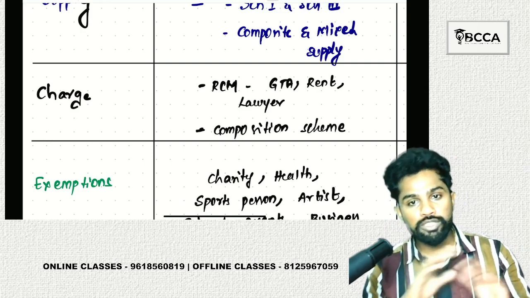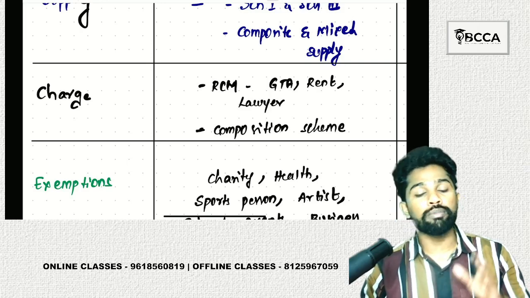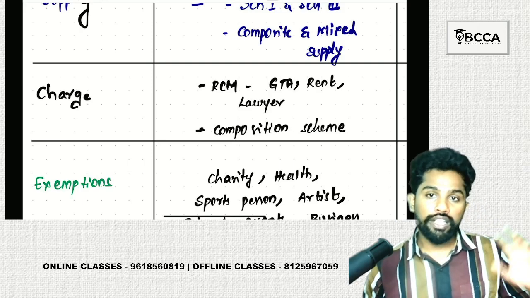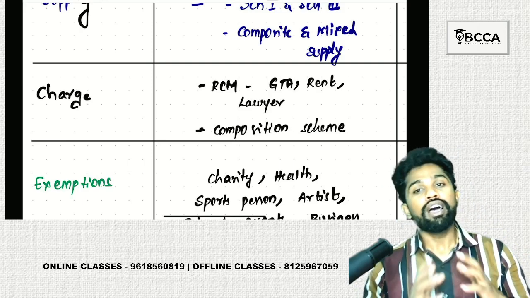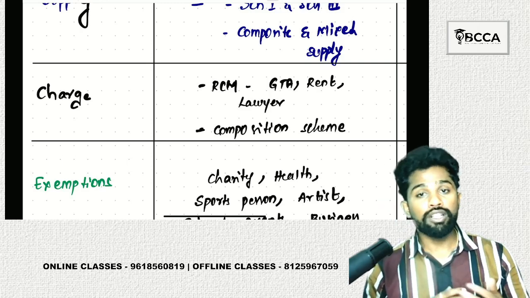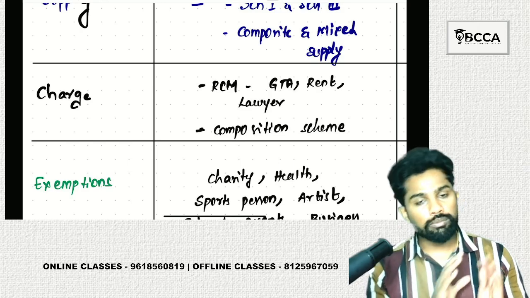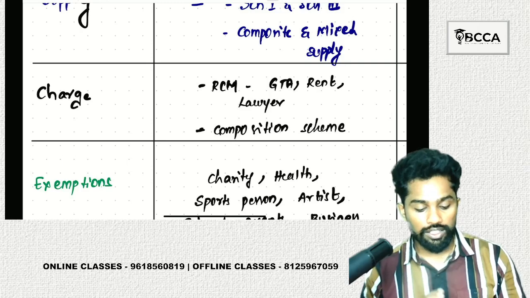And composition scheme, you should refer to the whole composition scheme: the aggregate turnover definition, applicability of the composition scheme, both under Section 10(1) as well as 10(2A), and ineligibility for the composition scheme, when the composition scheme will get lapsed, and what are the tax rates under the composition scheme. So you should have a detailed understanding regarding the composition scheme.